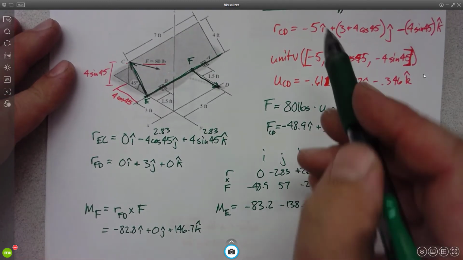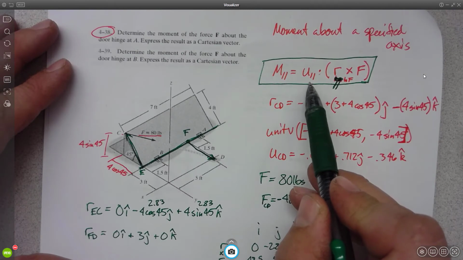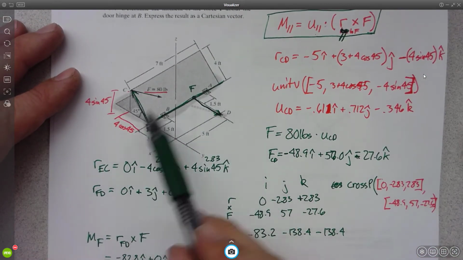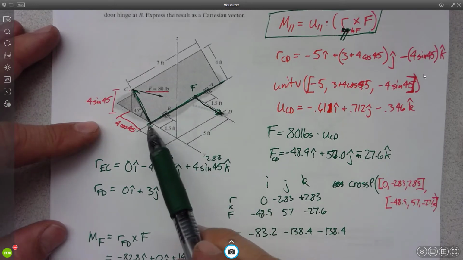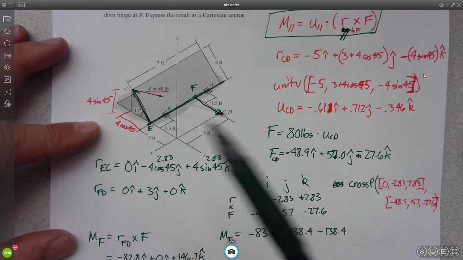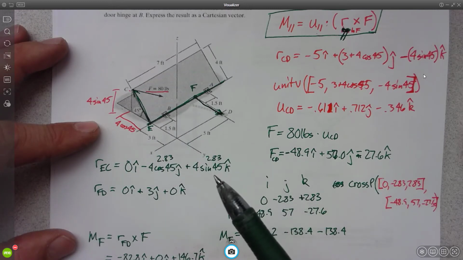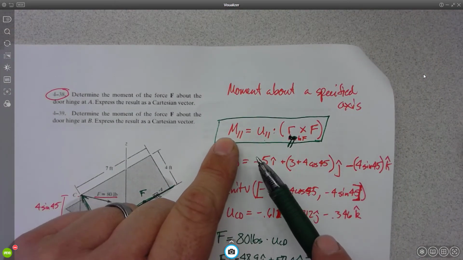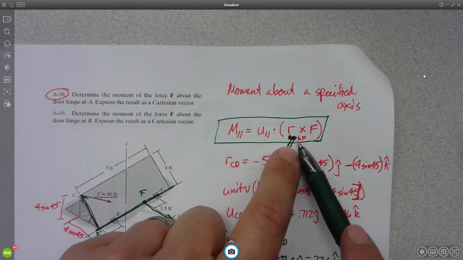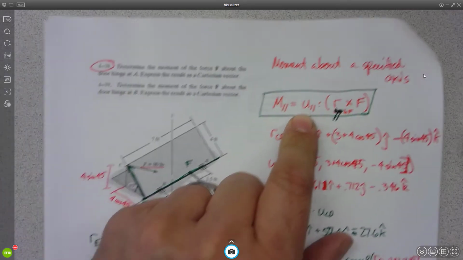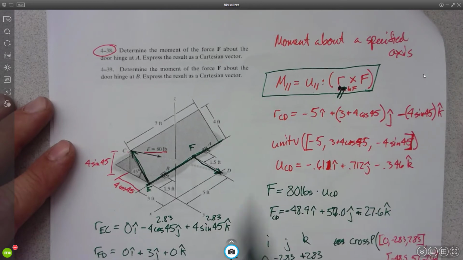And now, to complete it, we have to take the dot product with the unit vector of our axes. We're trying to find the moment about this axis. I would say that the unit vector of our axes is negative i hat, or we could say i hat, whichever one you want. Why did we find the moment about E? Because the first step in finding the moment about a specified axis is to find it about a point that's on that axis, and then we take the dot product with the unit vector.